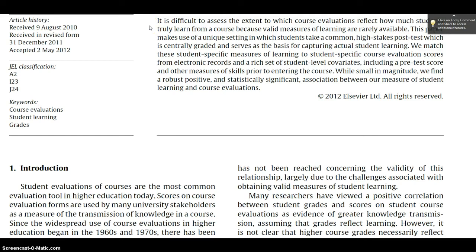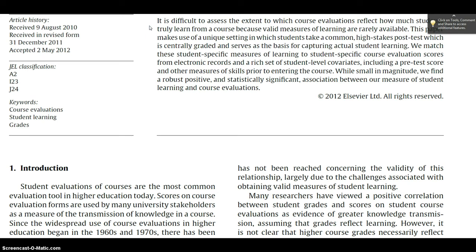This video is the last in a series for this week that focus on how do you read scholarship. And as you know, what I wanted to do in this video was to focus on the content of the article that I asked you to read for this week. The article being, Do Course Evaluations Truly Reflect Student Learning? Evidence from an Objectively Graded Post-Test.